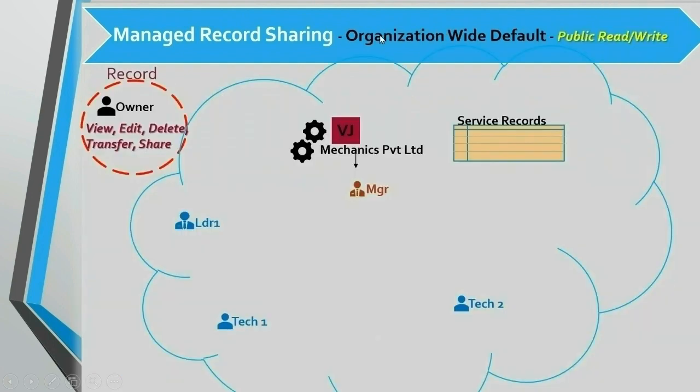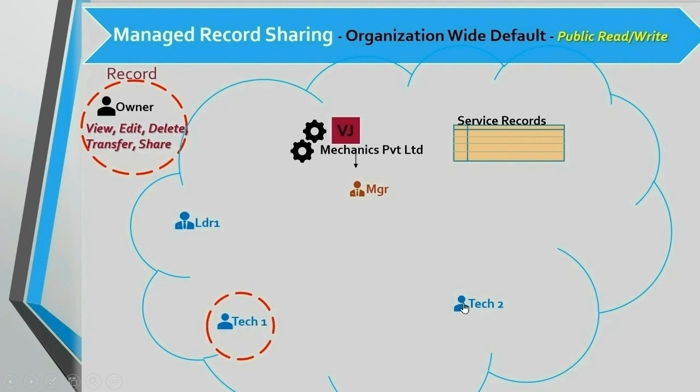If we apply public read write, as we discussed, the read write permission would be shared to the entire public in the organization. That means if Tech1 has created one record, he would have complete ownership on that, and the read write permission on that record would be shared to other users.